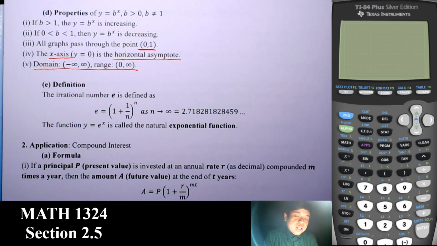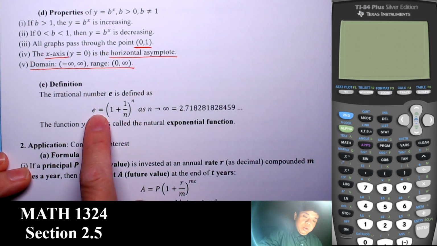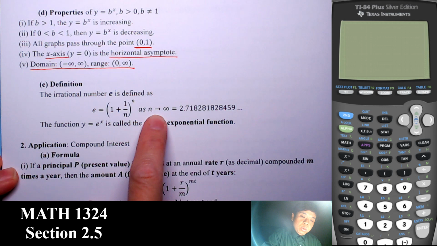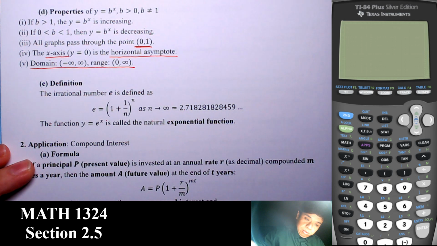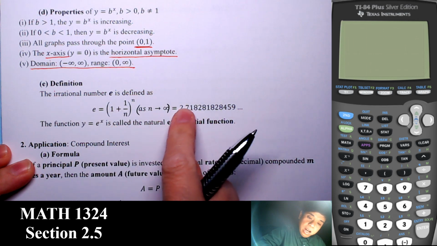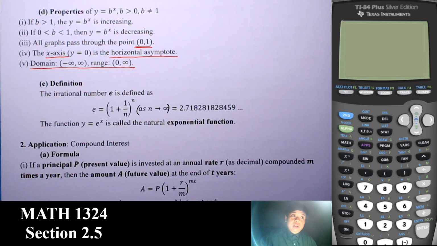Right. Next we define the exponential natural number e. So e is defined to be this as n goes to infinity. So e is equal to 2.71828. On your calculator, the e will be second divide. Or if we have a particular number, we have e to the power, second ln, that is e to a particular number. Any exponent, let's say e cubed. So there.